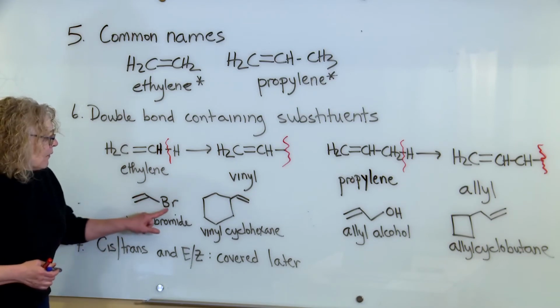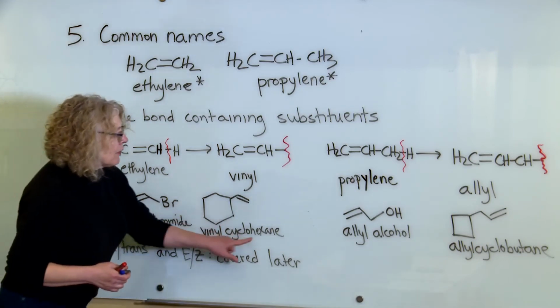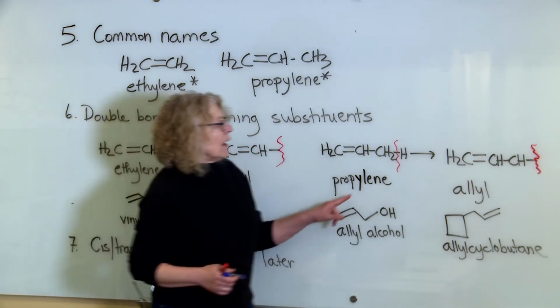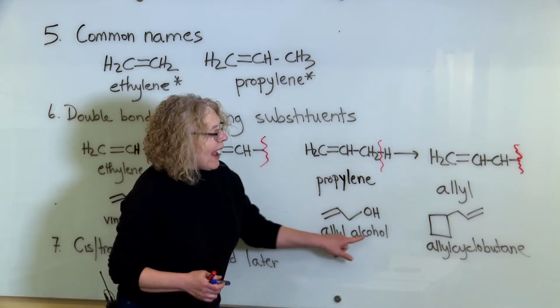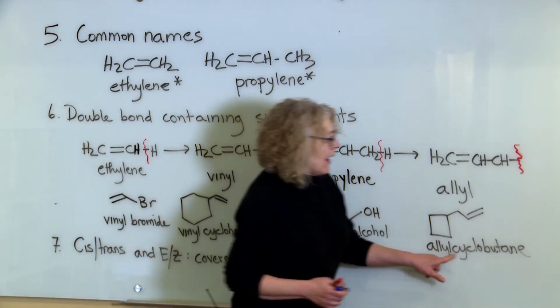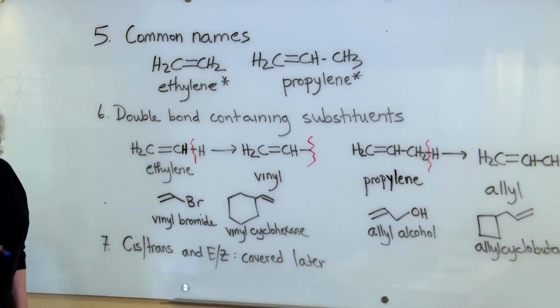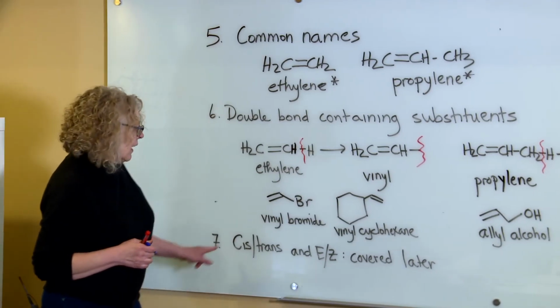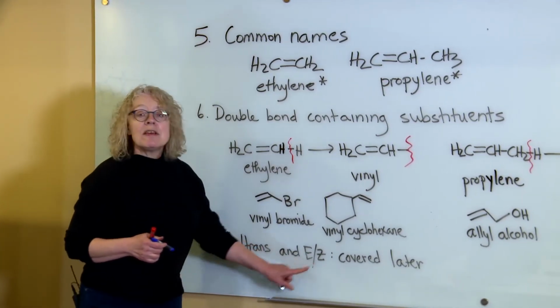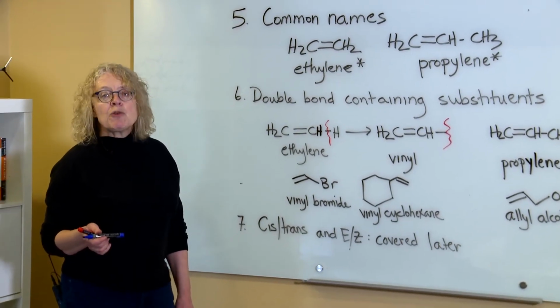So here we have this molecule called vinyl bromide, vinyl cyclohexane, and likewise the allyl group is used in more of the common nomenclature, allyl alcohol and allyl cyclobutane. You notice that we haven't covered the stereochemistry, the three-dimensional nature of the double bond. The cis, trans, and EZ designations of double bonds are covered later in the stereochemistry unit.